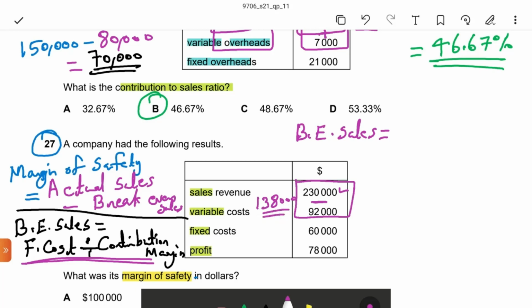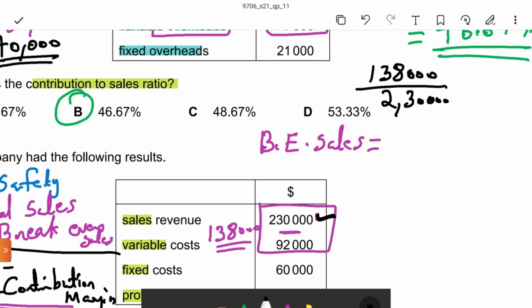So 138,000 divided by sales, 230,000, into 100. So the contribution margin is equal to 60%. 60% is the contribution margin. So now we can apply it to break-even sales.